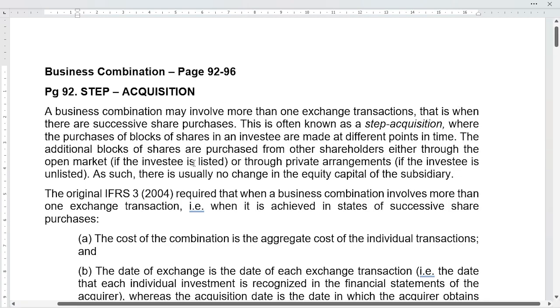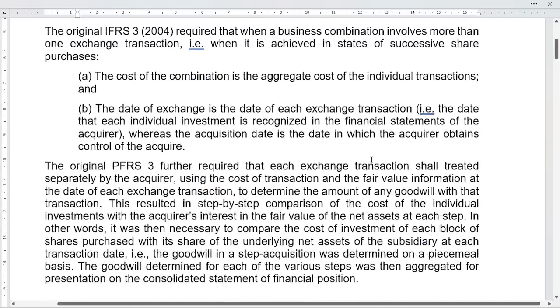The additional blocks of shares are purchased from other shareholders either through the open market if the investee is listed or through private arrangements if the investee is unlisted. Through open market or the shares which are tradable and can be bought in PSE, for example. While the unlisted market naman are those tradable but in private manner or can be bought over the counter. Examples are the corporate bonds or the government securities. As such, there is usually no change in the equity capital of the subsidiary.